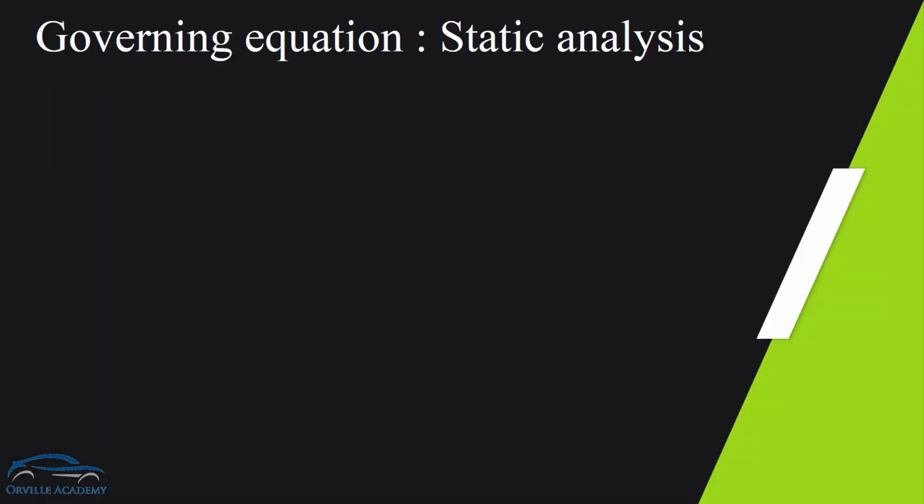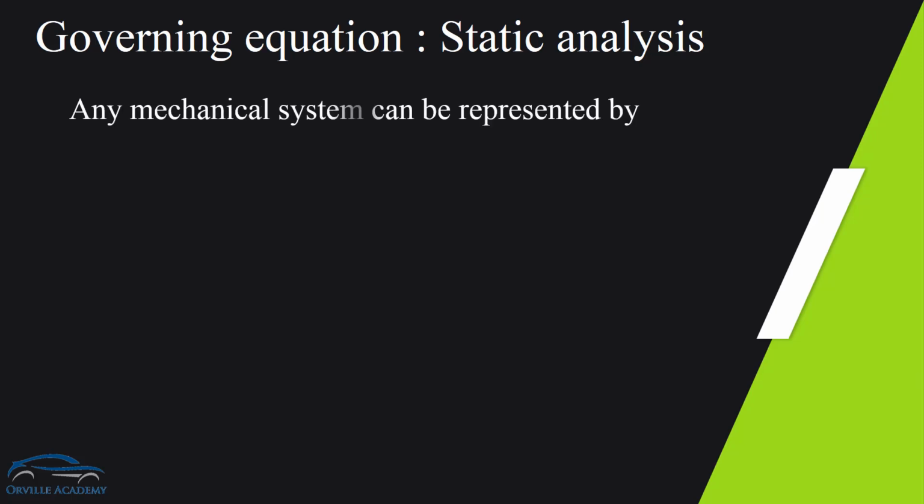Let us talk about the governing equation for the static analysis. As we know, any mechanical system can be represented in the form of mass, spring and the damper, and mathematically that can be given by the simple formula, which is F = mẍ + cẋ + kx. In this equation, x stands for the displacement, ẋ stands for the velocity and ẍ stands for the acceleration.